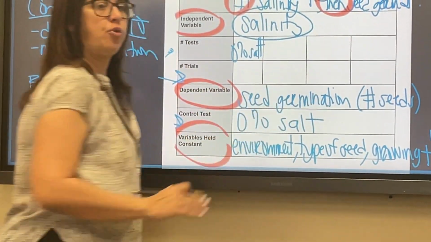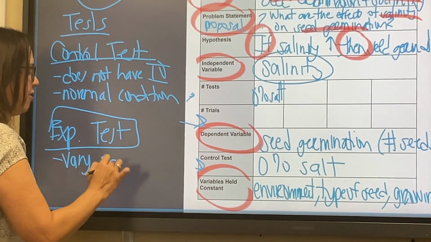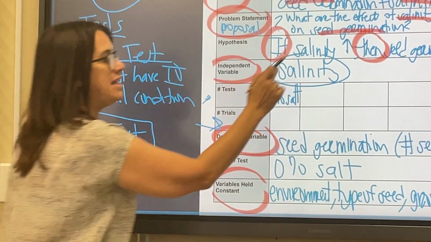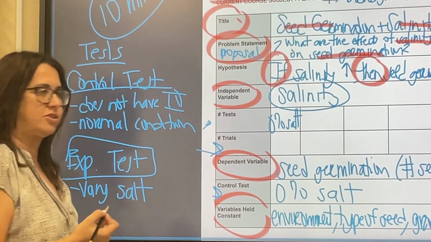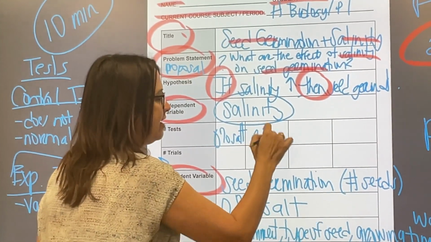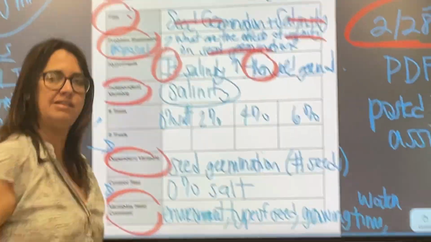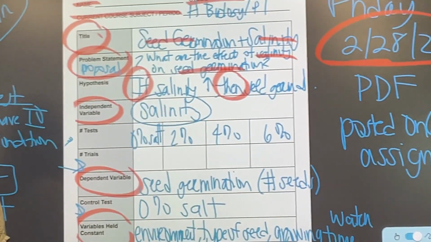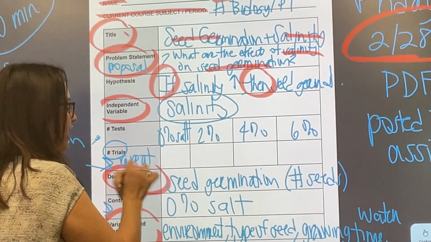And then you should have 3 experimental groups. Your experimental groups is how are you going to vary the salt? I'm saying that if it increases, then it's not going to germinate. So if I start at 0%, maybe I go to 2%. Maybe I go to 4%. Maybe I go to 6%. Am I increasing the salt? Yes. And then my trials is how many times am I repeating it?